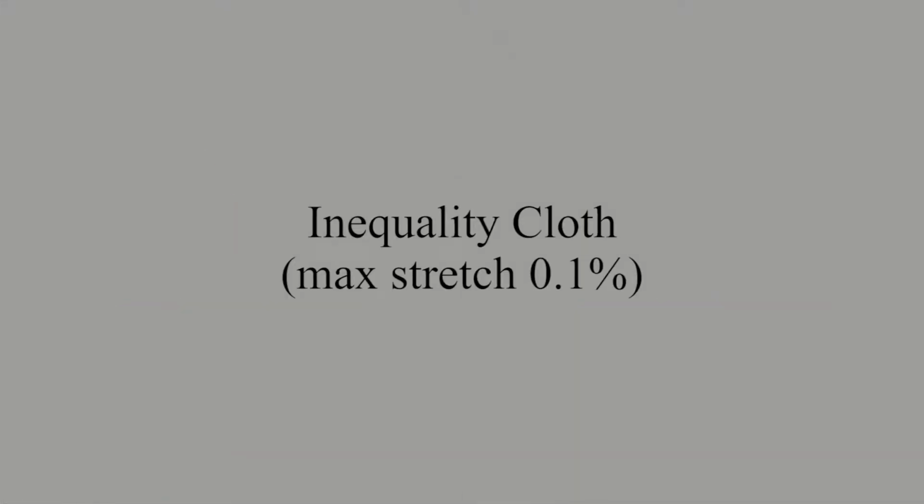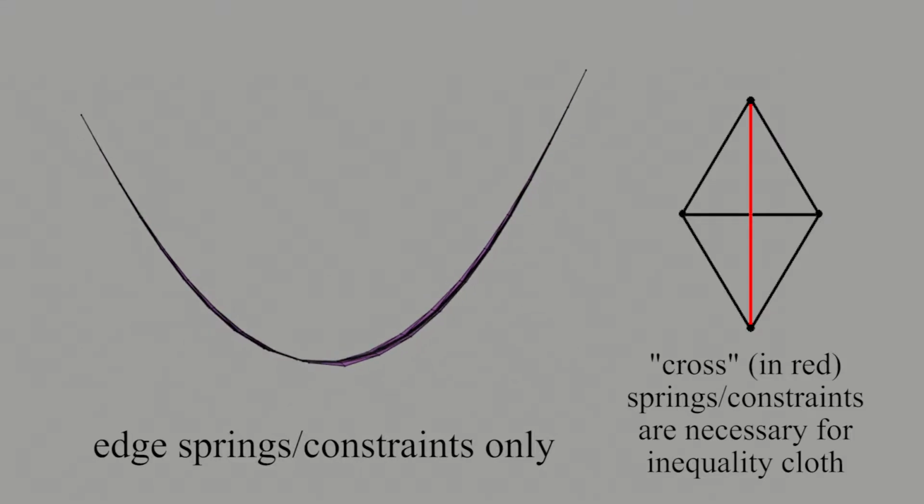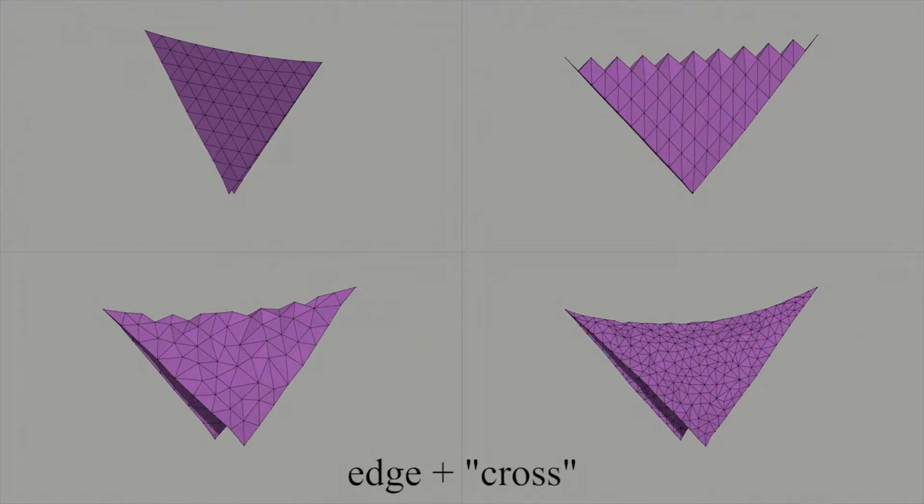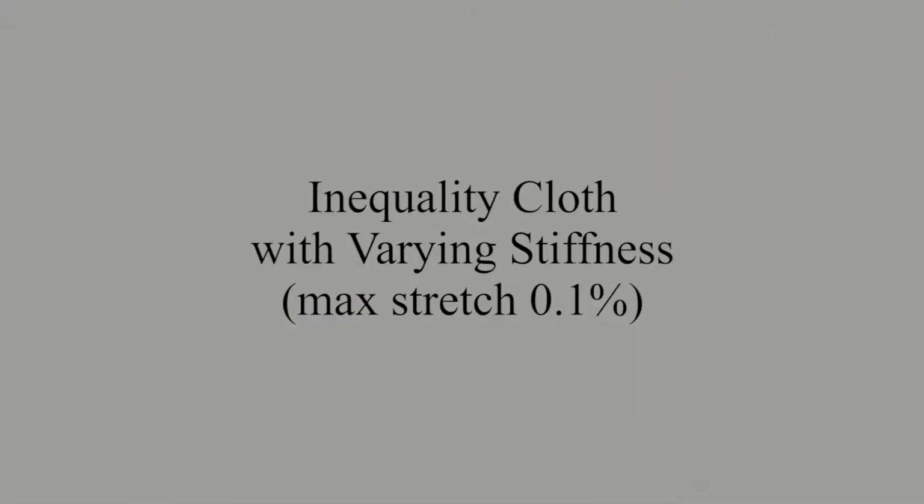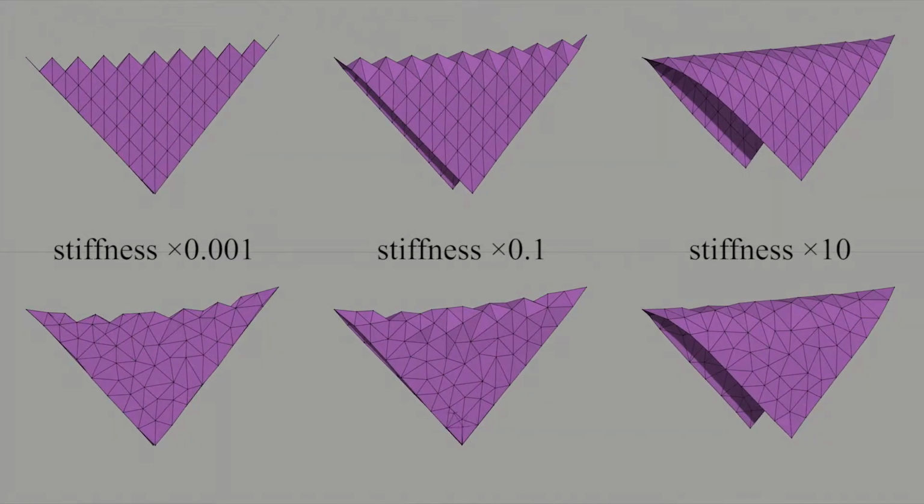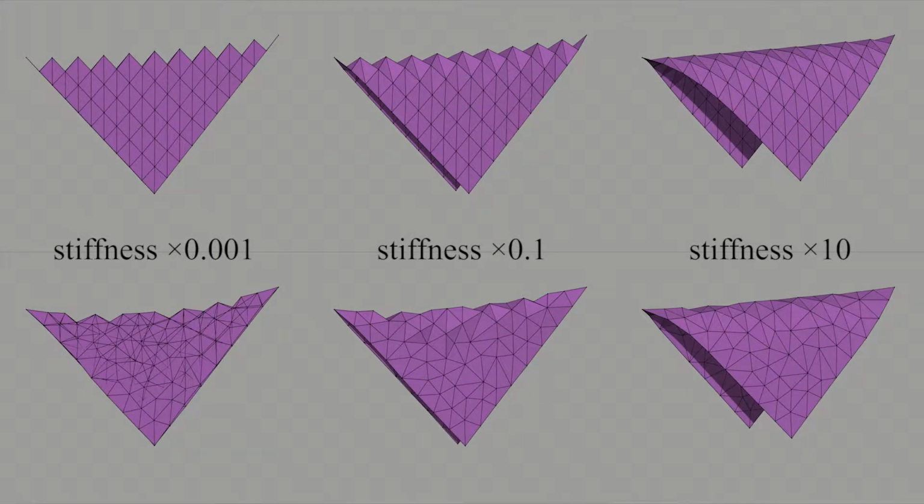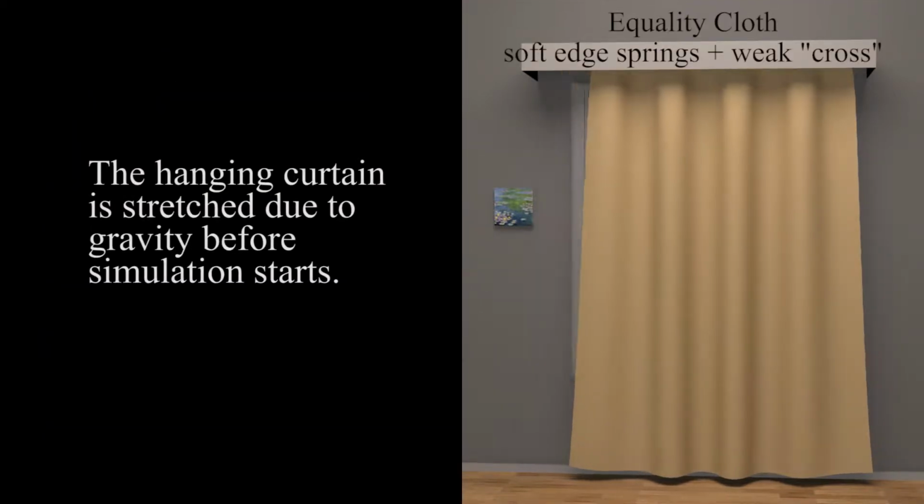For our inequality cloth, edge springs and constraints alone are insufficient, and cross springs and constraints are necessary. With both edge and cross springs and constraints, inequality cloth perfectly folds onto itself in all 4 cases. We also show that inequality cloths can exhibit any degree of bending resistance by varying stiffness of edge and cross springs. Next, we show the advantage of our inequality cloth with a more realistic curtain opening example.